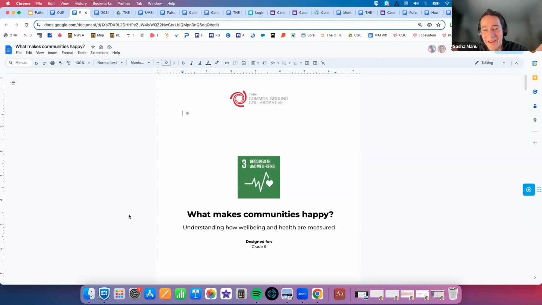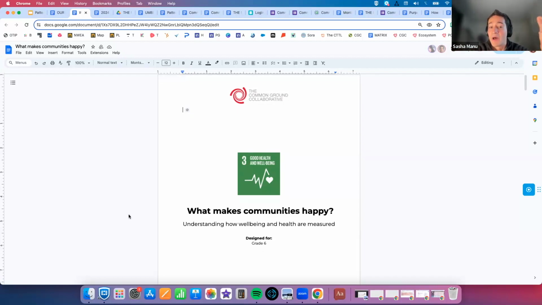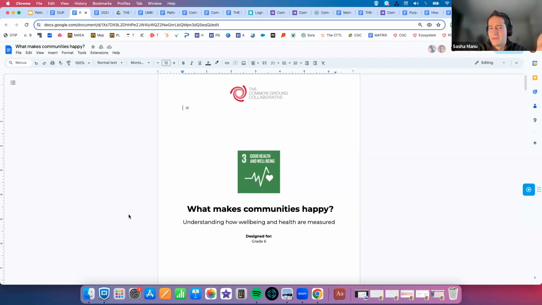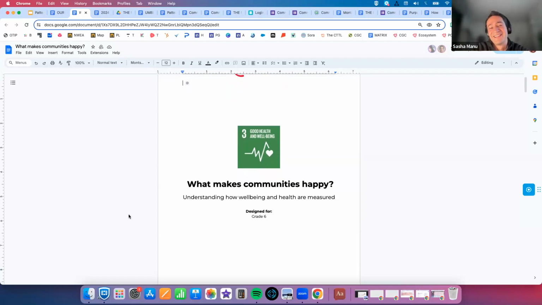So this unit I created was based on the third sustainable development goal, good health and well-being. And the compelling question is, what makes communities happy? The big idea being understanding how well-being and health are measured. And I think it's an ambiguous question because what does make a community happy? Is it the same as what makes an individual happy? And more importantly, how do you measure it? And we'll dive into all of those questions shortly.